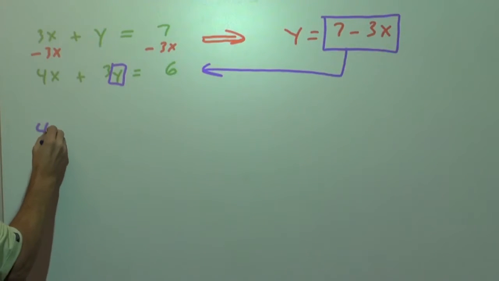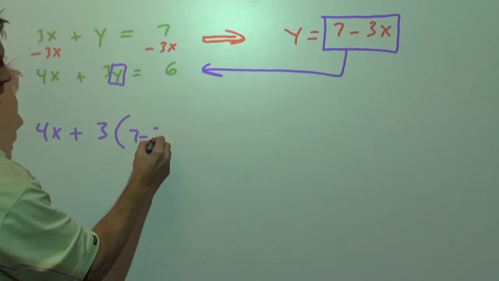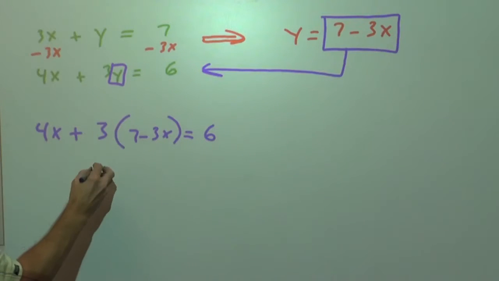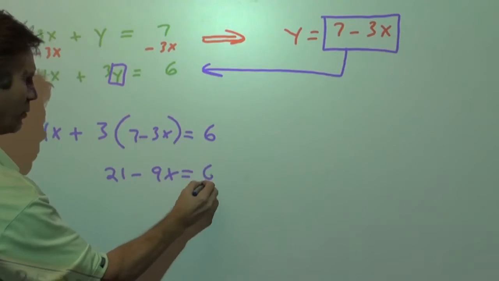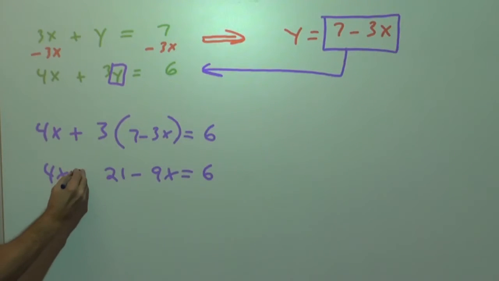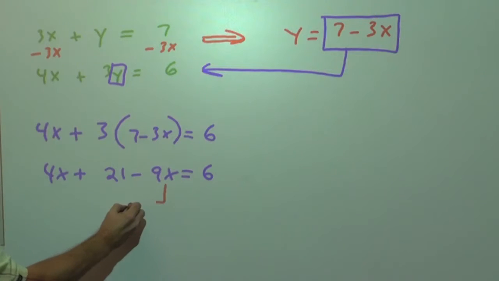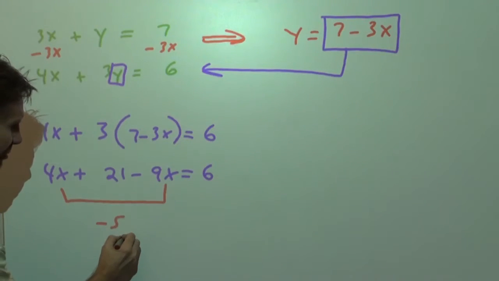So this becomes 4x plus 3 times the quantity 7 minus 3x. That has to equal 6. Now we just do the math on this. Distribute the 3, we get 21 minus 9x. You still have the 4x over here. We can combine the two like terms, the negative 9x and the 4x. So 4x plus negative 9x is a negative 5x.